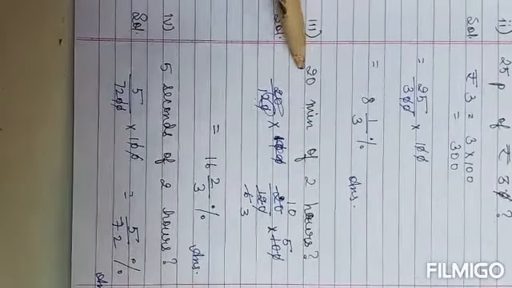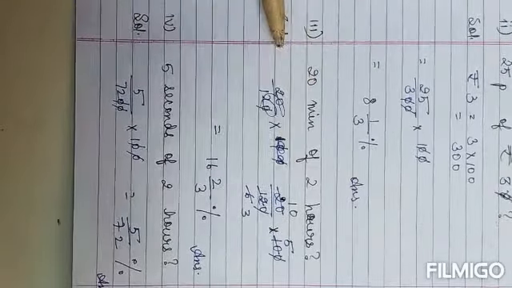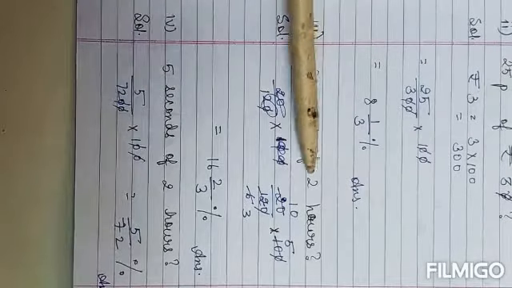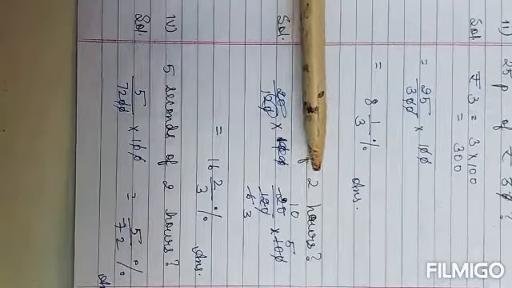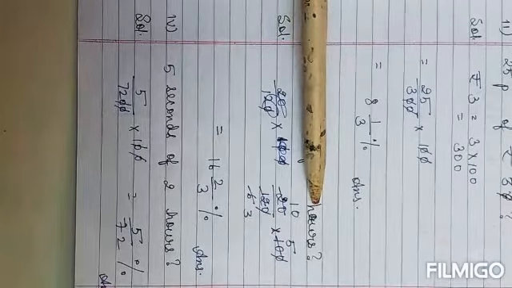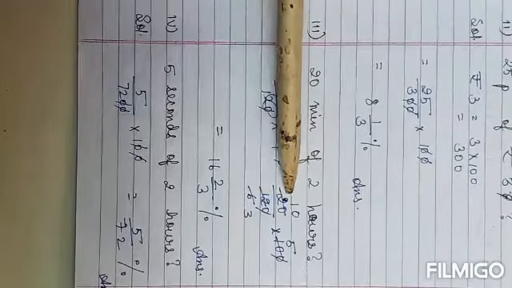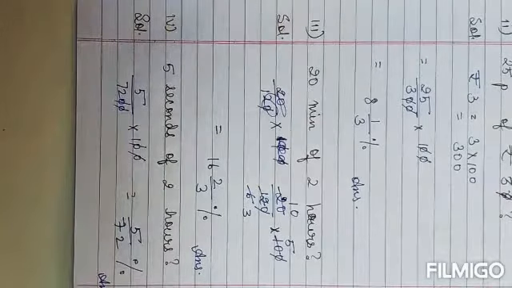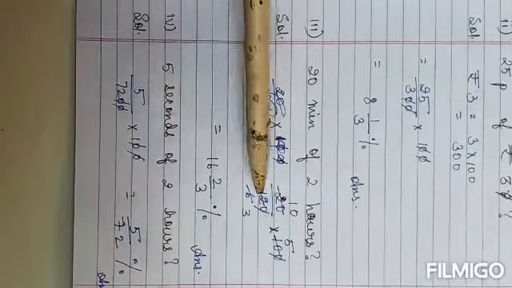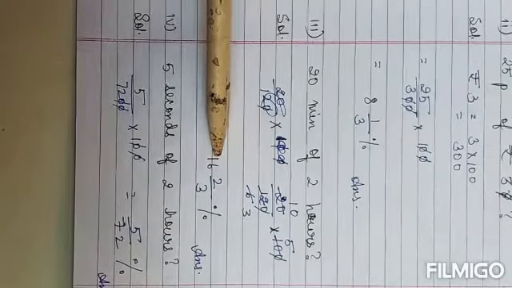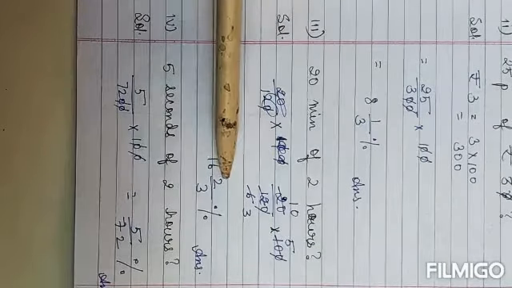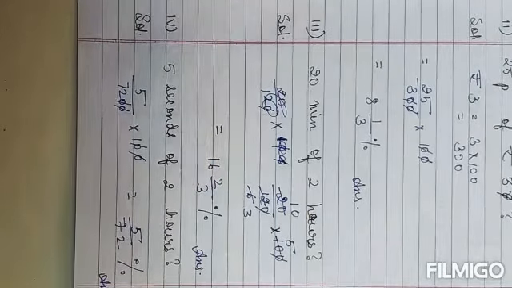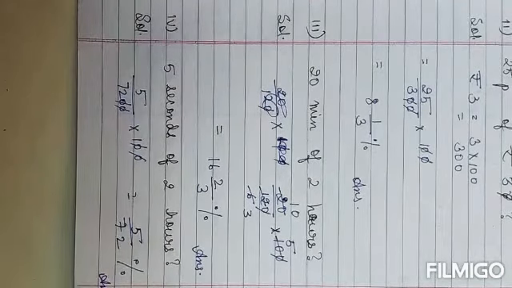Question number 3, here it's given 20 minutes of 2 hours. So what you have to do, you have to convert 2 hours into minutes. So you have to write 2 multiplied by 60, you are getting 120. So 20 by 120 into 100, you are getting 50 by 3. So you have to write it in the mixed fraction form, you have to write 16 2 by 3% answer. Like this you have to solve question 7.